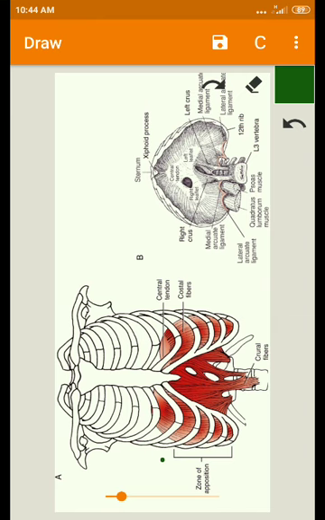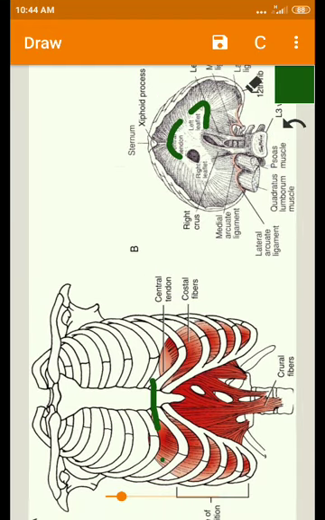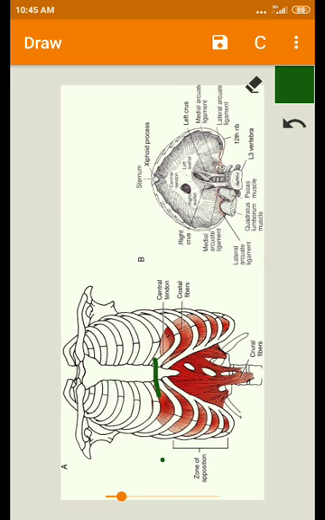The first component is the central tendon. Here you can see the central tendon, which is a non-contractile part of the diaphragm. It forms the central dome of the diaphragm and appears boomerang shaped. This is the first component of the diaphragm.